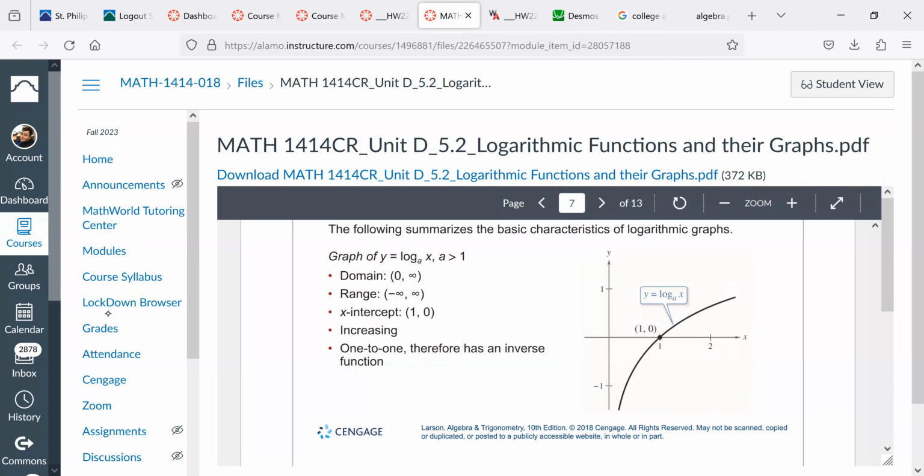The domain and range, we said the inputs must be above 0, no zeros are allowed. Range will be everything because it goes up slowly, but eventually hits everything, and it goes down as well. Intercept is usually (1, 0), unless it's been shifted, which is the inverse from the exponential, where the y-intercept is (0, 1).